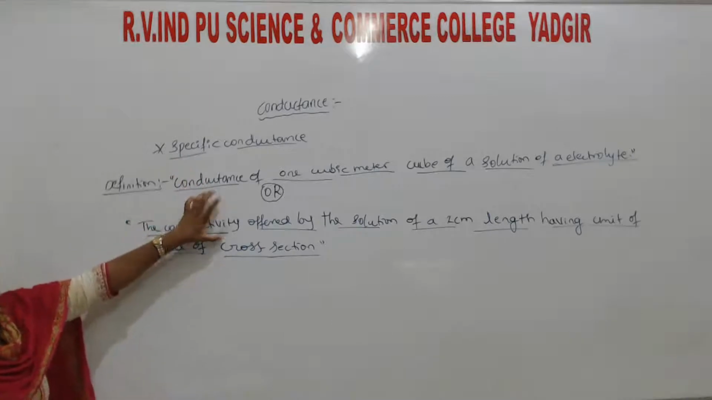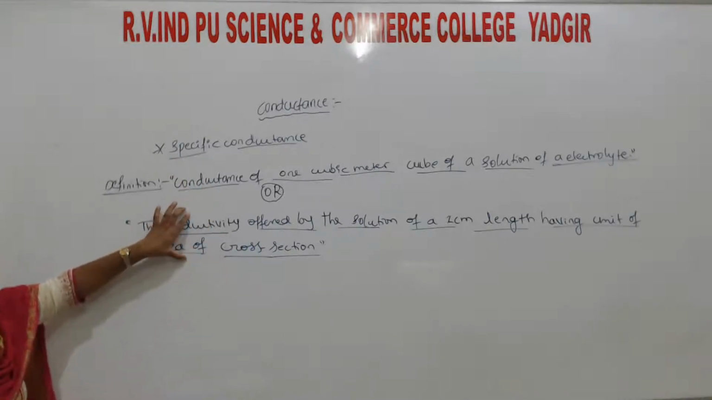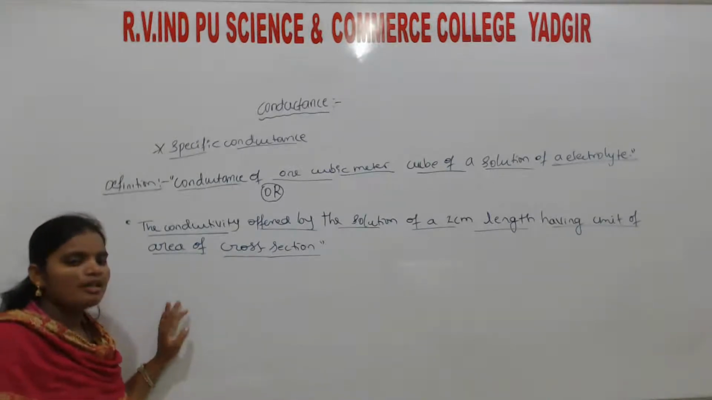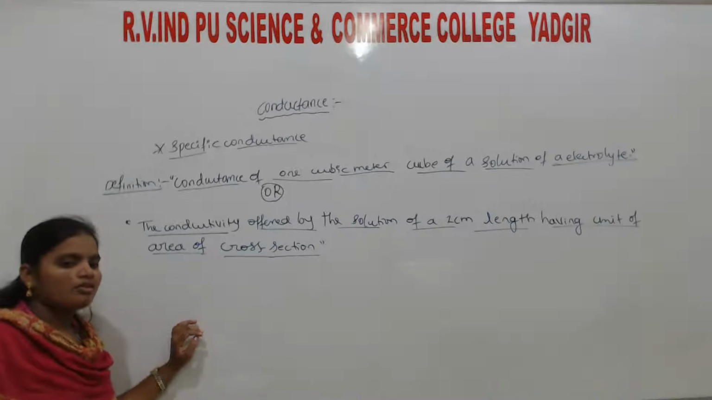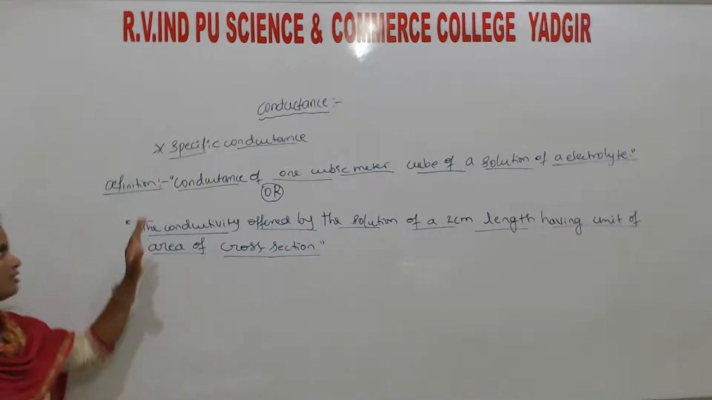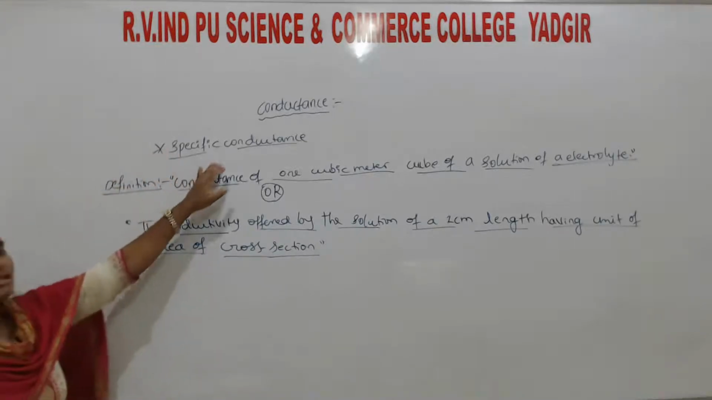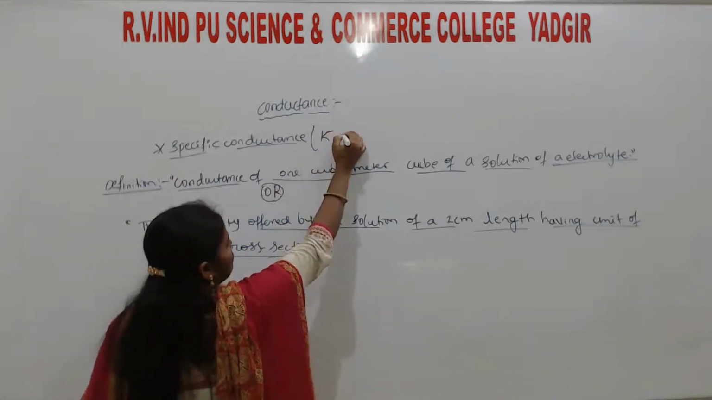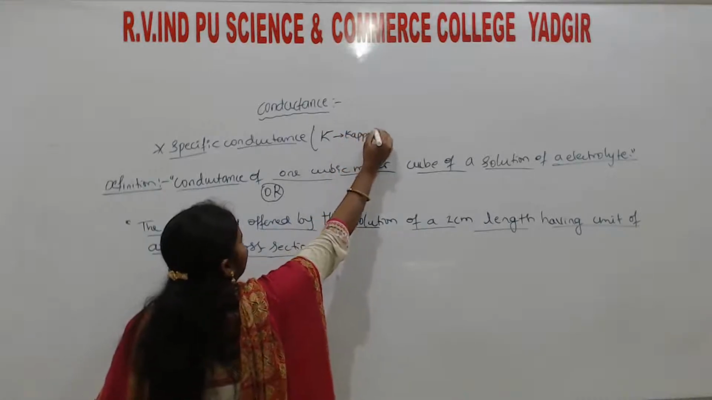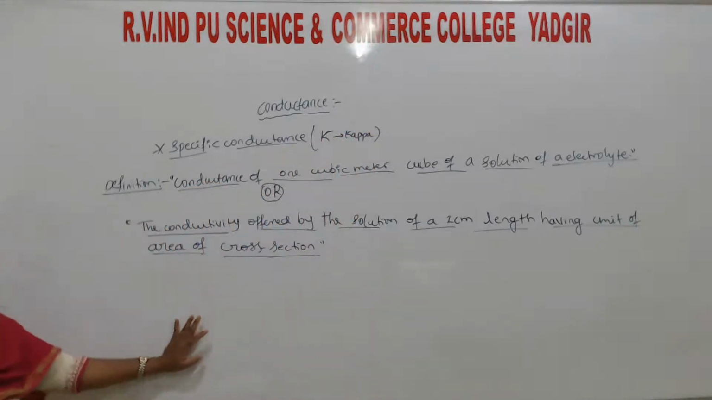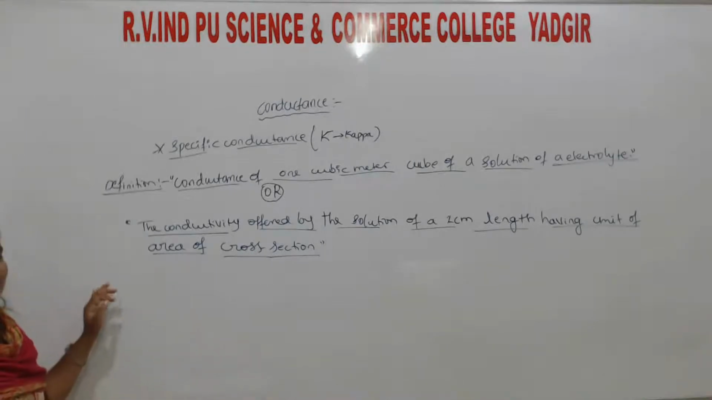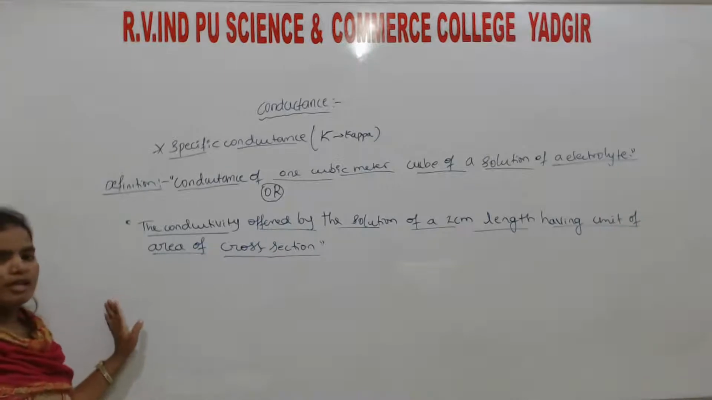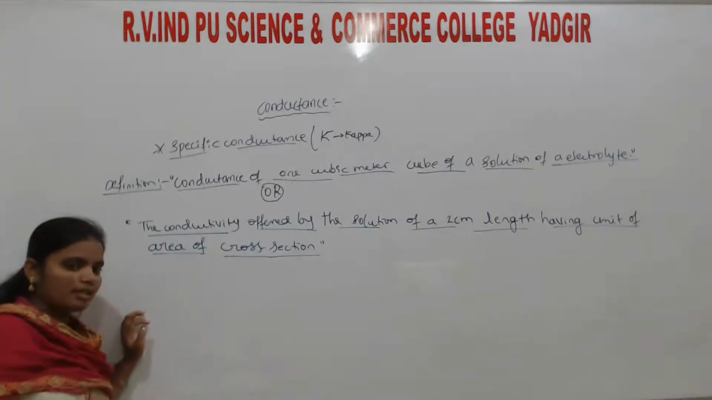Or another definition you can write in your examination: the conductivity offered by the solution of 1 centimeter length having unit area of cross section is called specific conductance, and the symbol is K, known as kappa. The unit is per ohm per centimeter, or Siemens per centimeter, or Siemens per meter.